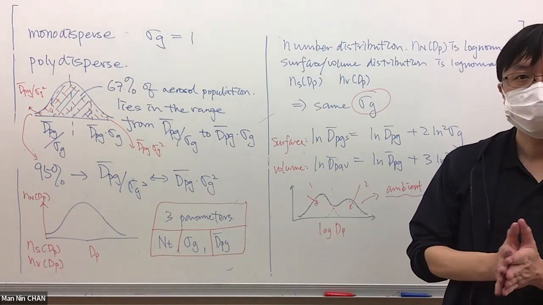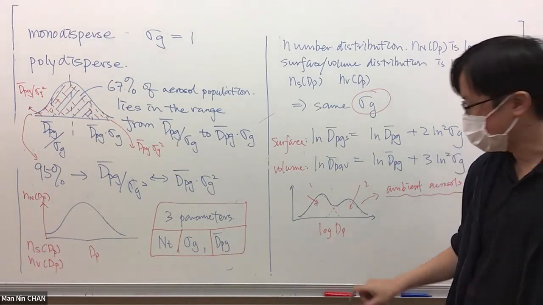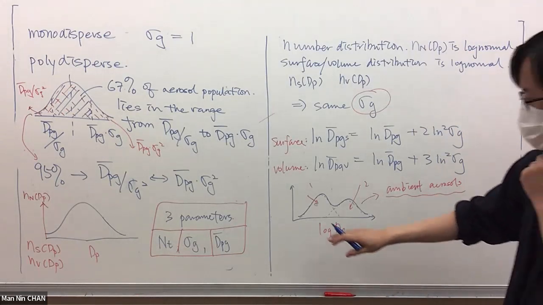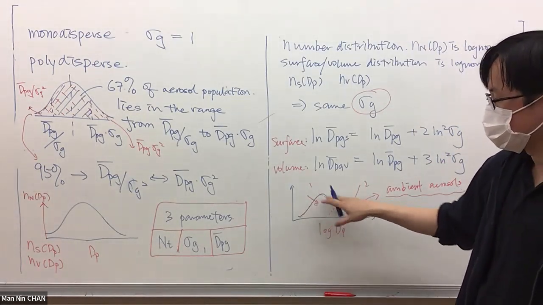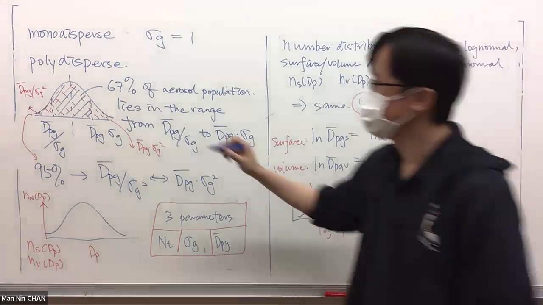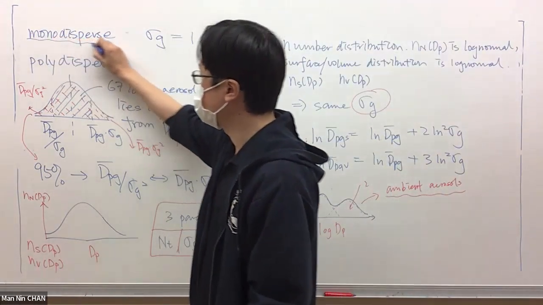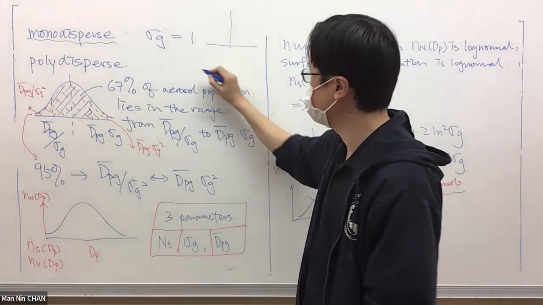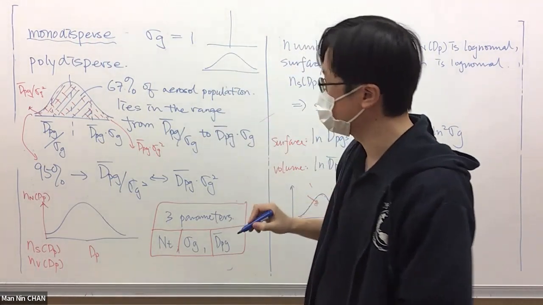So any questions so far? If not, after the break we're going to talk about, because most of the time, we are not talking about a single size. So monodispersed means that you only have one single size. Polydispersed means you have a distribution.